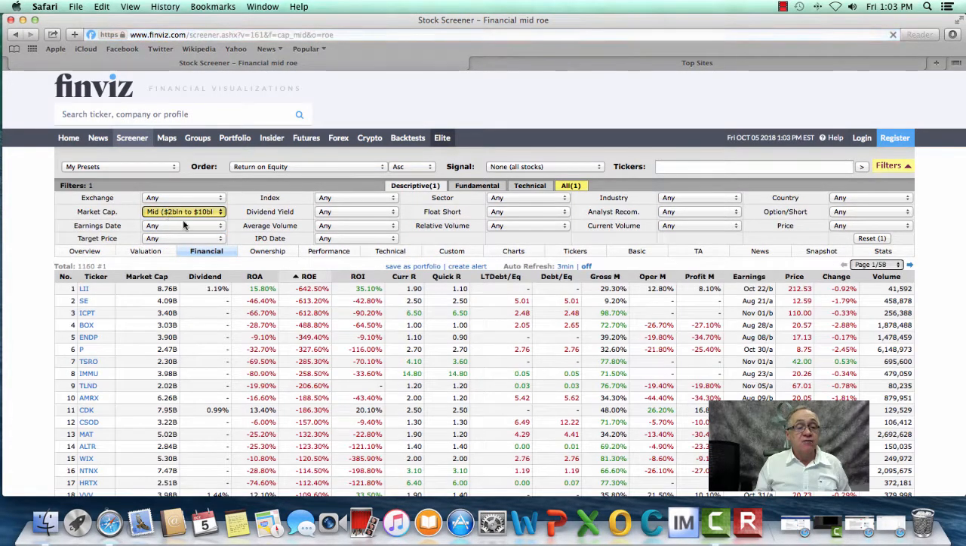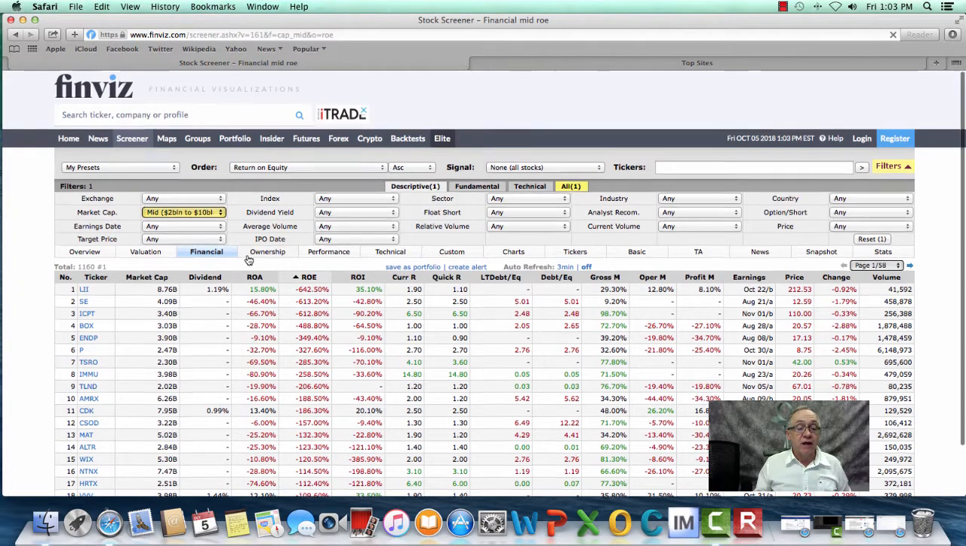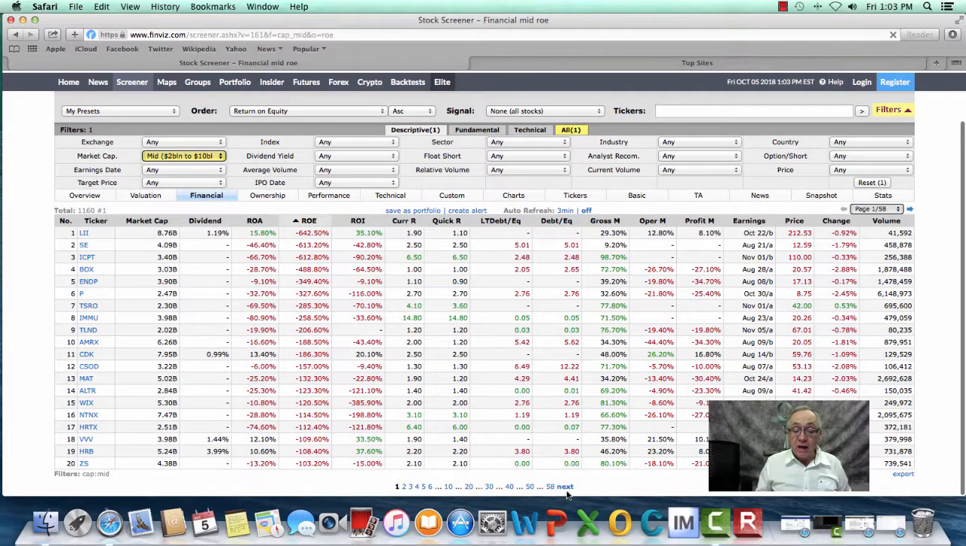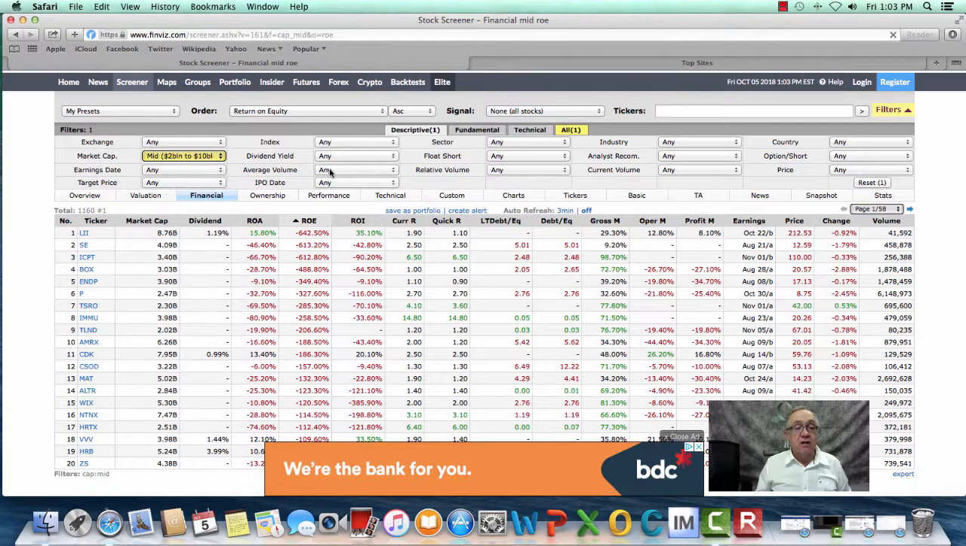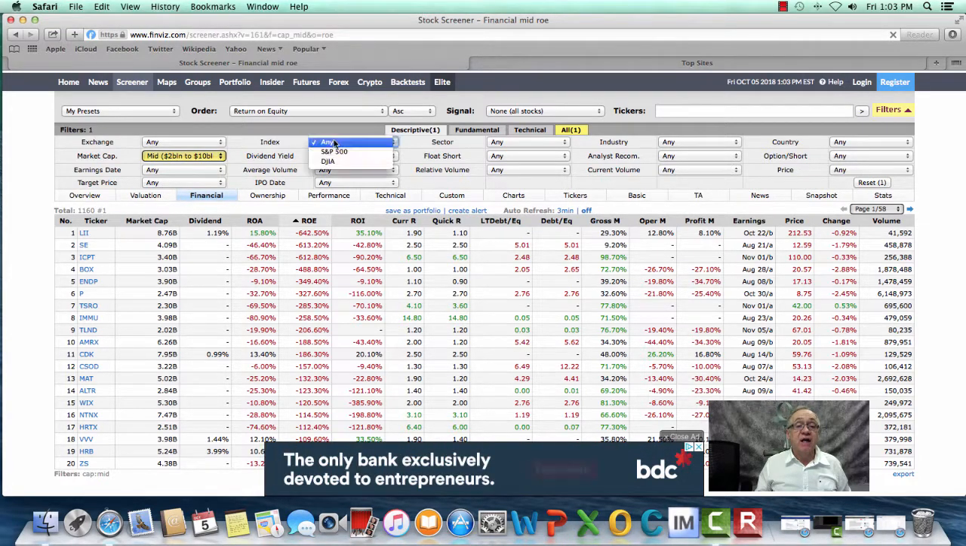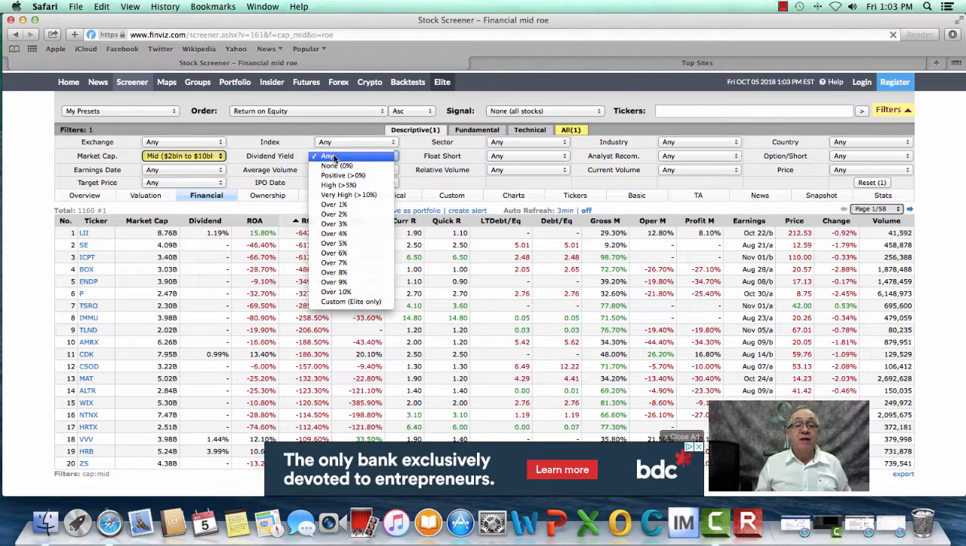We could ask for mid-cap companies, so $2 billion to $10 billion range. And this gives us at least 58 screens times 20, so over 1,000 different companies. Earnings date, target price, well, that's not as important as a preliminary screen. Index, any.